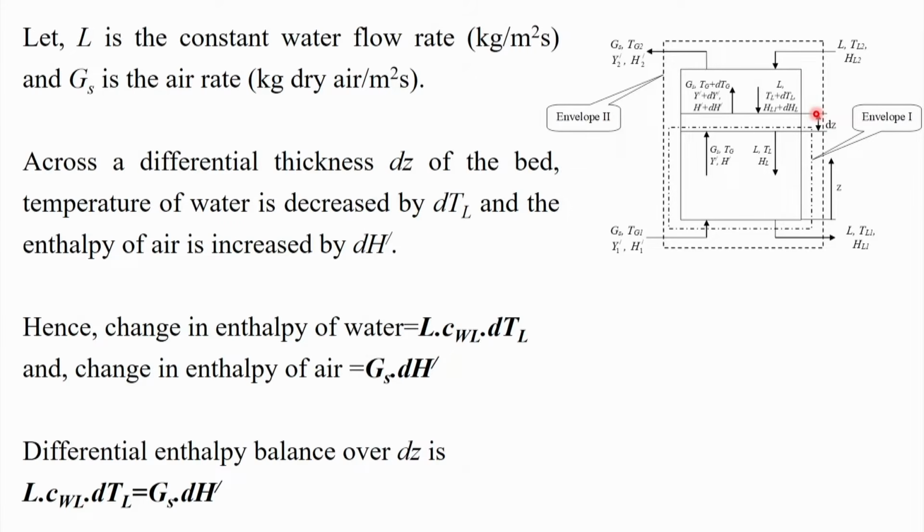So, in that dz zone, or slice, the differential enthalpy balance over this dz will be L CWL dTL equal to Gs into dH prime. Whatever enthalpy is lost from the water, that same amount of enthalpy will be taken by air, as some amount of water will be vaporized or evaporated, and this same amount of water vapor will be carried through this air.